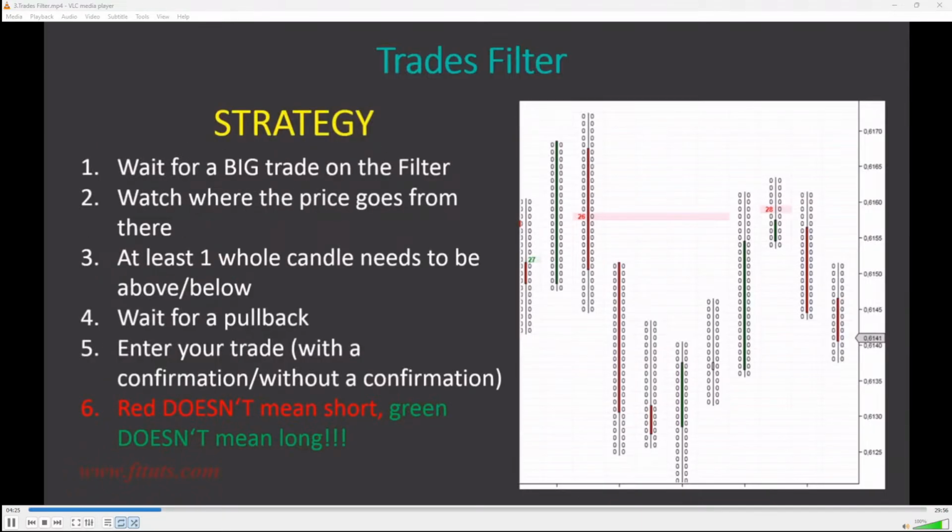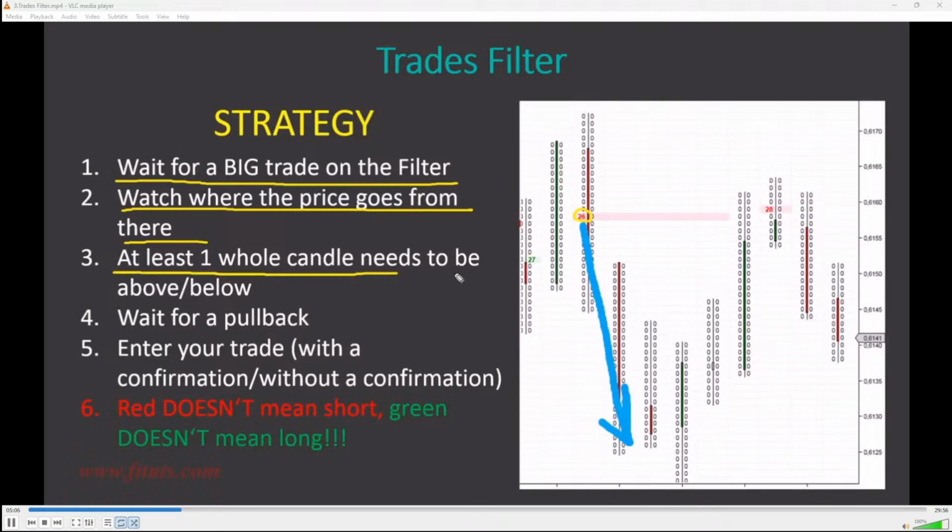But let me now talk a bit about a trading strategy which you can base on the trades filter. First thing you want to do is wait for a big trade on the filter. Like in here, there was a big trade, 26 contracts, and then you watch where the price goes from there. So from this place, the price went downwards. And this could mean that there were strong sellers entering their selling positions to participate or maybe to initiate this selling activity.